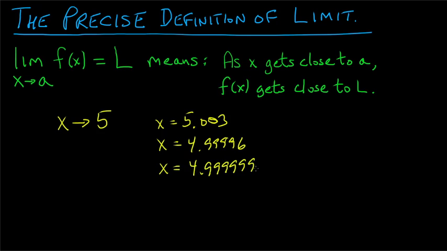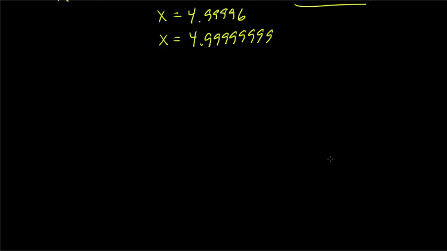So you might have 4.9999999. Is this close enough? Most likely, yes, but it might still not be close enough. So we really need to answer the question, how close? That's what this epsilon delta business is going to be. So let's get to the more precise definition here.